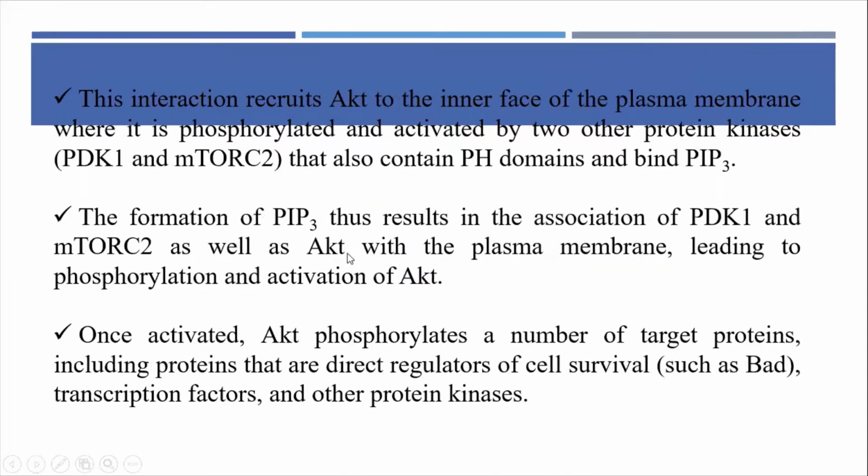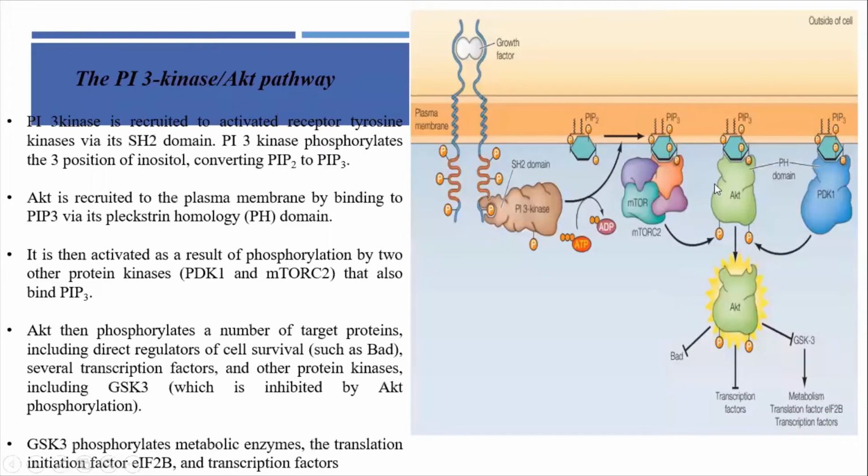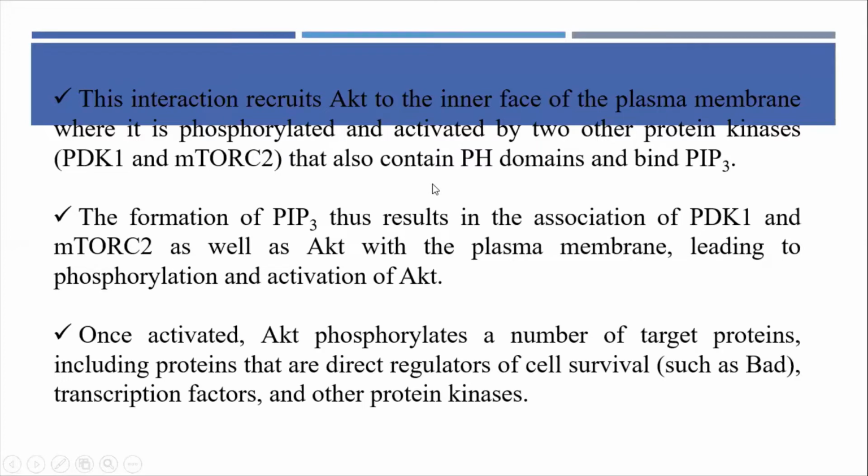Now this interaction will result in recruiting AKT to the inner face of the plasma membrane, where it is phosphorylated and activated by two other protein kinases, PDK1 and mTOR, which again contain PH domains and bind to PIP3. We'll come to this. Now mTOR is also a part of another signaling pathway. We'll come to that together, and then please remember how the PI3 pathway and mTOR pathway are merging. So the formation of PIP3 results in the association of PDK1 and mTOR as well as AKT with the plasma membrane, which results in the phosphorylation and activation of AKT. Once AKT is activated, it will phosphorylate many other target proteins, including regulators of cell survival like BAD proteins, or transcription factors.